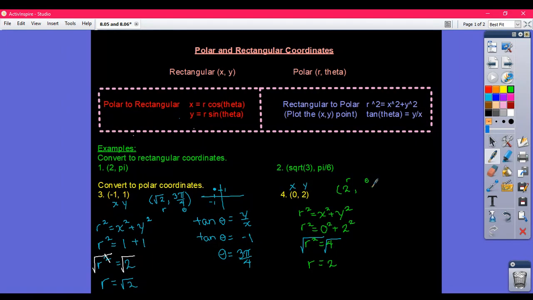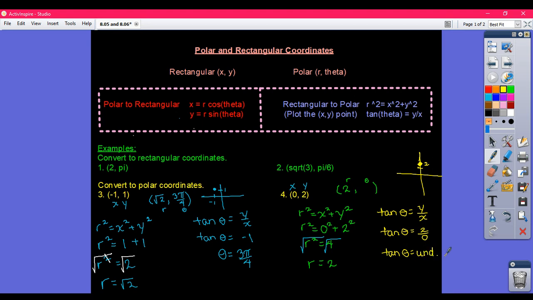and we need to find theta. So there is actually a shortcut when the point happens to be on an axis. So in this case, if I plot the point 0, 2, I'm on the y-axis. But we'll work it all out first. Tangent of theta equals y over x. So tangent of theta equals 2 divided by 0. Anytime you divide by 0, you're going to get an answer that is undefined.